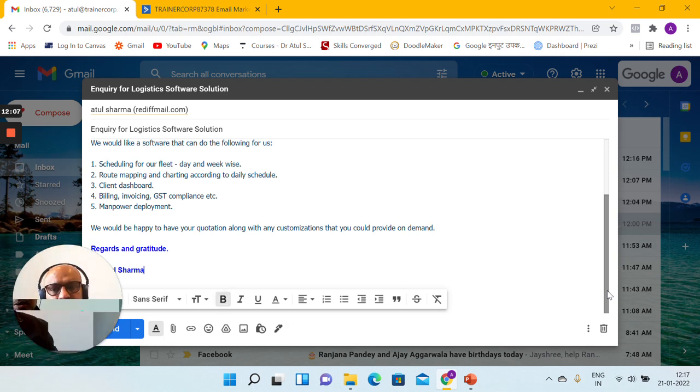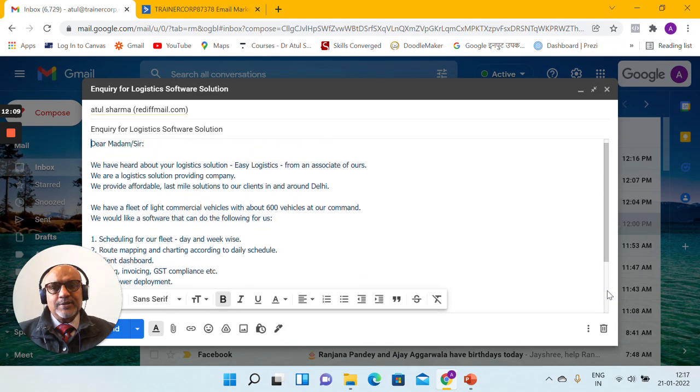All right, so this is it. It's a short, crisp mail. Now let's look at it once again and then we'll send it across. So we are sending it with the subject Enquiry for logistics software solution. We are not writing Easy Logistics. They might have some other software which they want to sell us. That's fine. So dear madam, sir, which is all right.